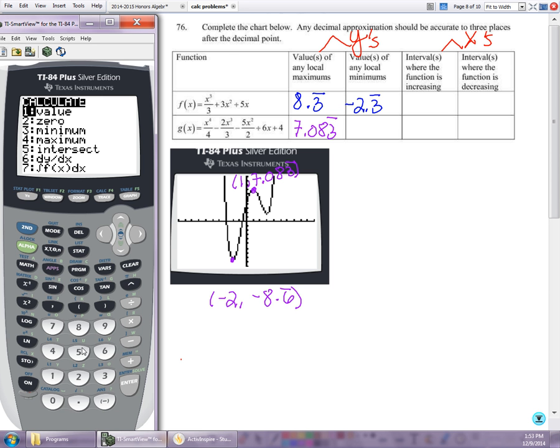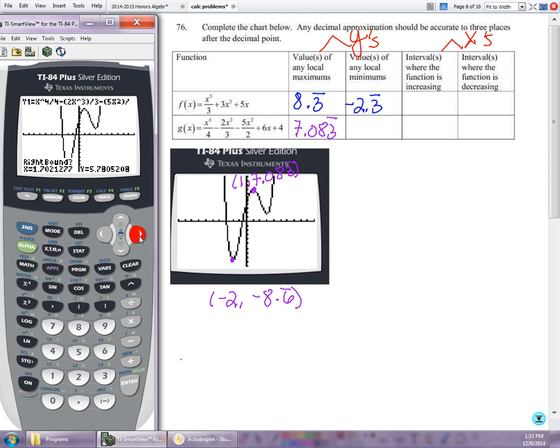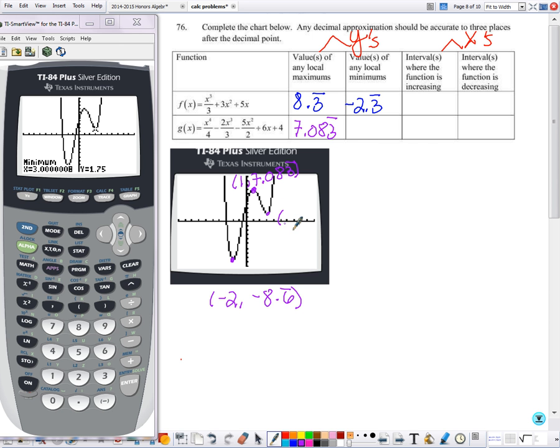And then lastly, for the minimum, my cursor is to the left, so I'm going to hit enter. Then I have to go to the right. Enter, go back and take a guess. And this point is at 3, 1.75. Now because it asked for the values of the local minimums, both of these mins are local minimums. So that's -8.6 repeating and 1.75.